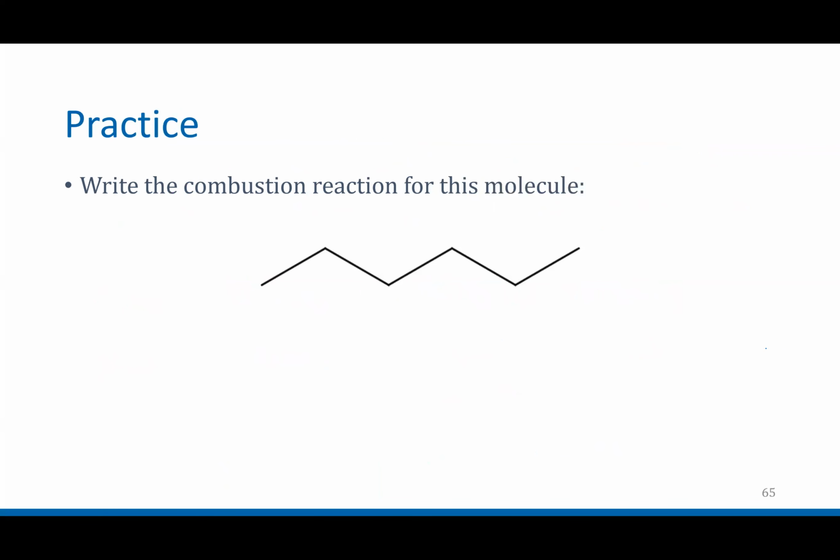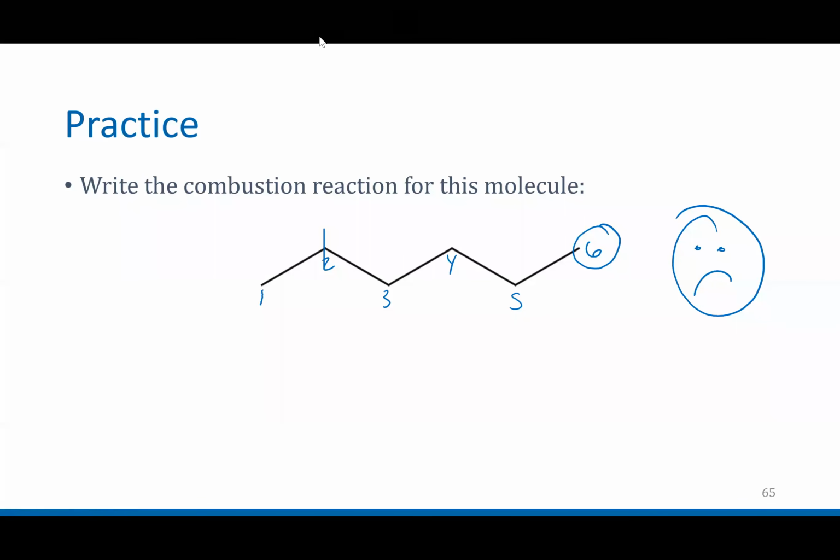So I only have 3 slides left. I am going to put myself on pause, and I would like for you guys to write the combustion reaction. 1, 2, 3, 4, 5, 6. This is a hard one because it's 6 carbons. But I'm going to see if you guys can remember this. Look at this maybe more as a challenge than a practice problem. I'll be back in 2 minutes, maybe 3 minutes for this one, and we'll look at the answer.